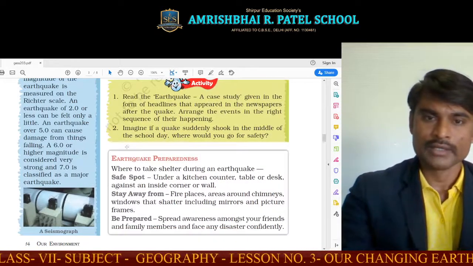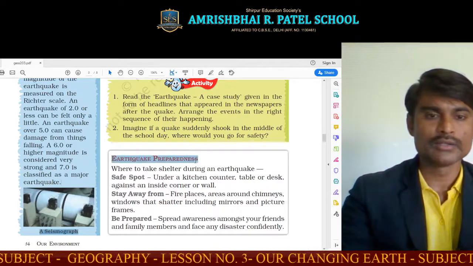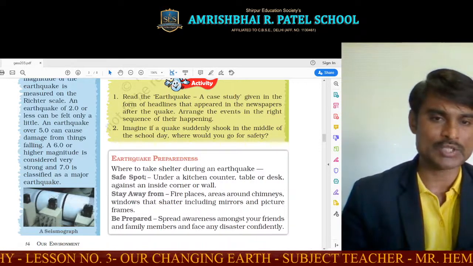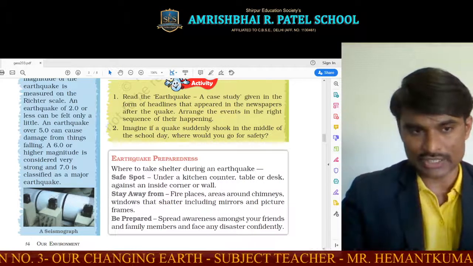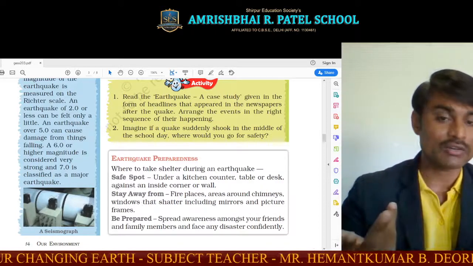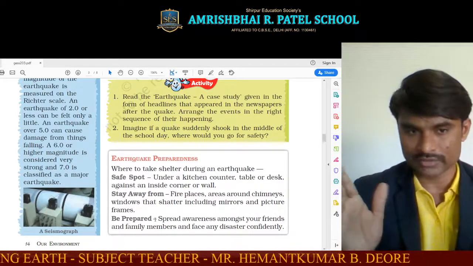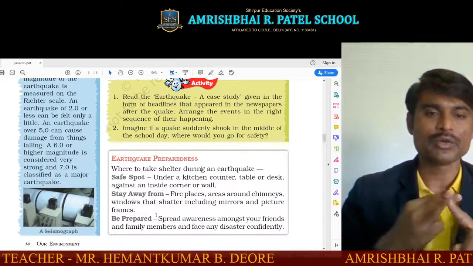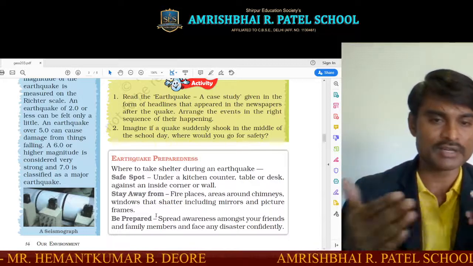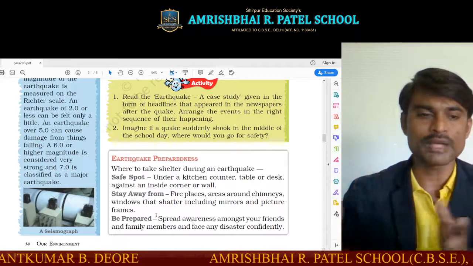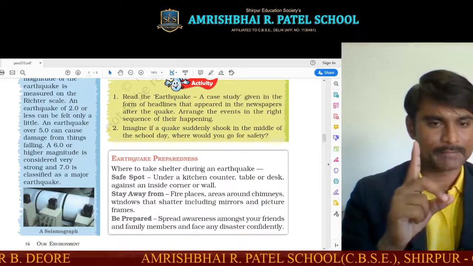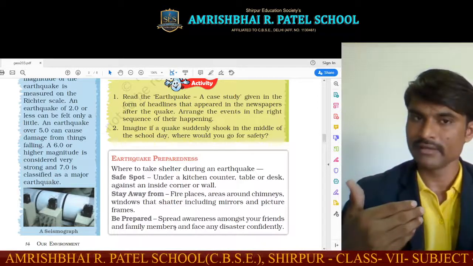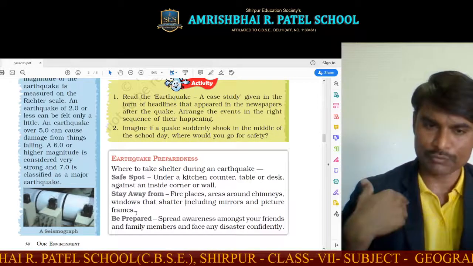So here, earthquake preparedness. What should be done when an earthquake occurs? We should find a safe spot, a safe place to save our life: under the kitchen counter, table or desk, against an inside wall or corner. We have to stay away from fireplaces, areas around the chimneys, windows that shatter, and anything having mirrors and picture frames. Spread awareness amongst your friends and family members and face any disaster very confidently. Be prepared.